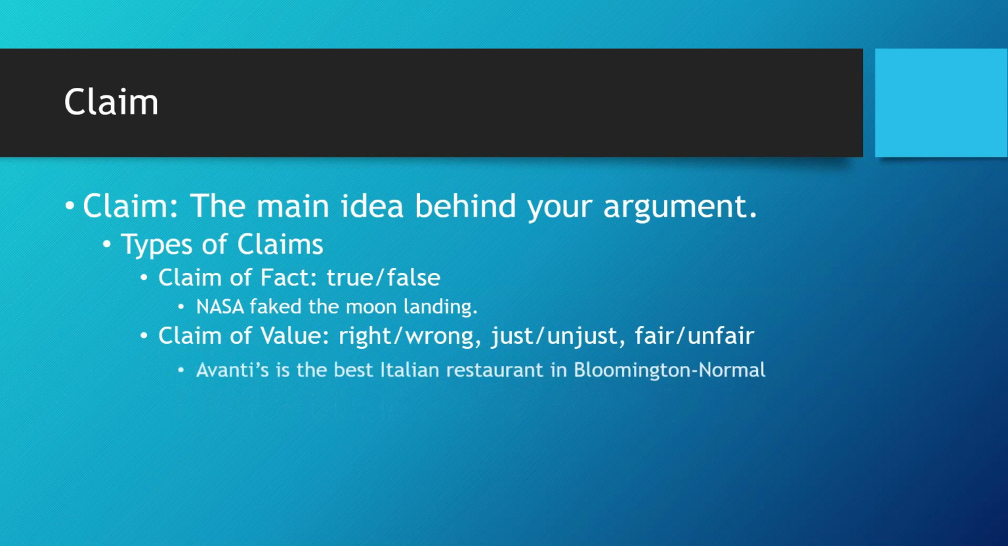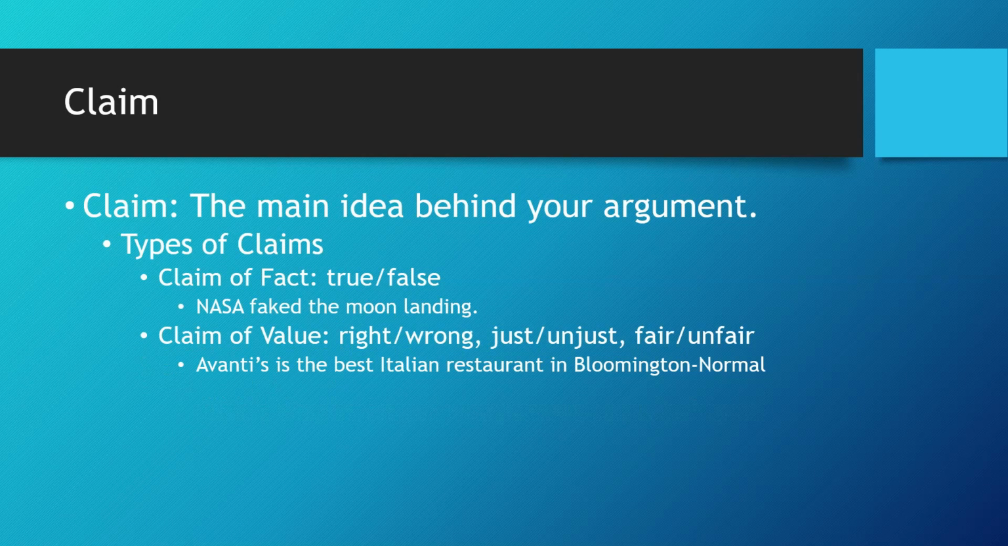So for example, Avanti's is the best Italian restaurant in Bloomington Normal would be a claim of value. Now, a couple things to think about would be the fact that you can disagree with this. Maybe you believe Biaggi's is the best Italian restaurant in Bloomington Normal. Maybe you think that Italian food is disgusting and you would rather say that another restaurant is the best in Bloomington Normal. So, this is kind of a simplistic version of it.